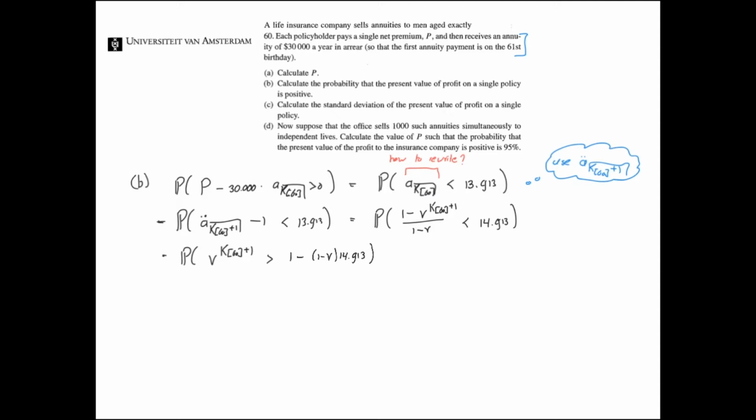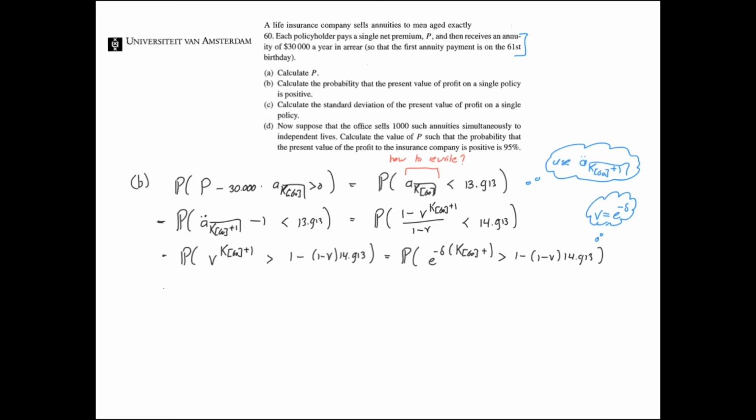And then we use, let me make a thought bubble, that v equals e to the power minus delta, where delta is the force of interest. And we can find delta, of course, because we know v. And this gives us that this is equal to e to the power minus delta times K60 plus 1. And the right hand side did not change.